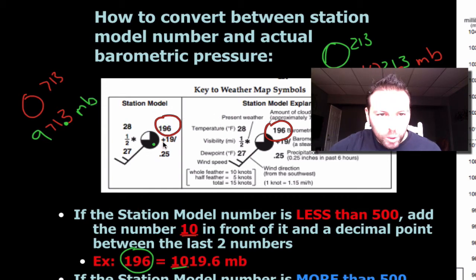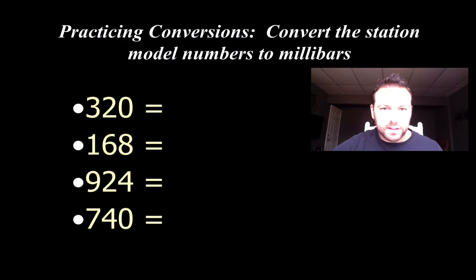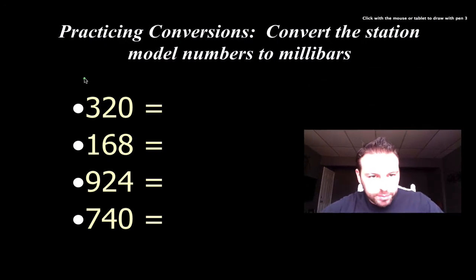Now, this is if we're reading it off the station model. So if we see the 196, that really means 1019.6. If we want, we could convert these station model numbers. So this is how they would appear.